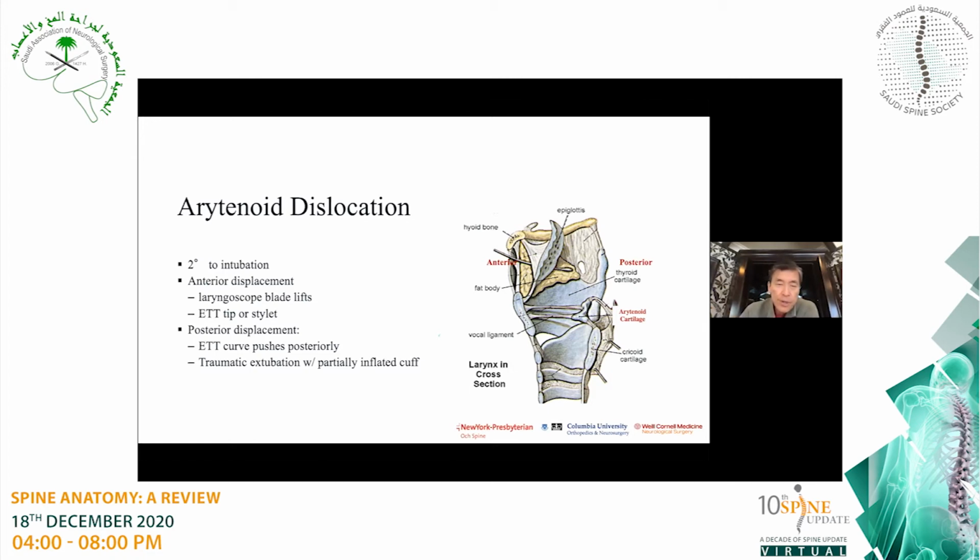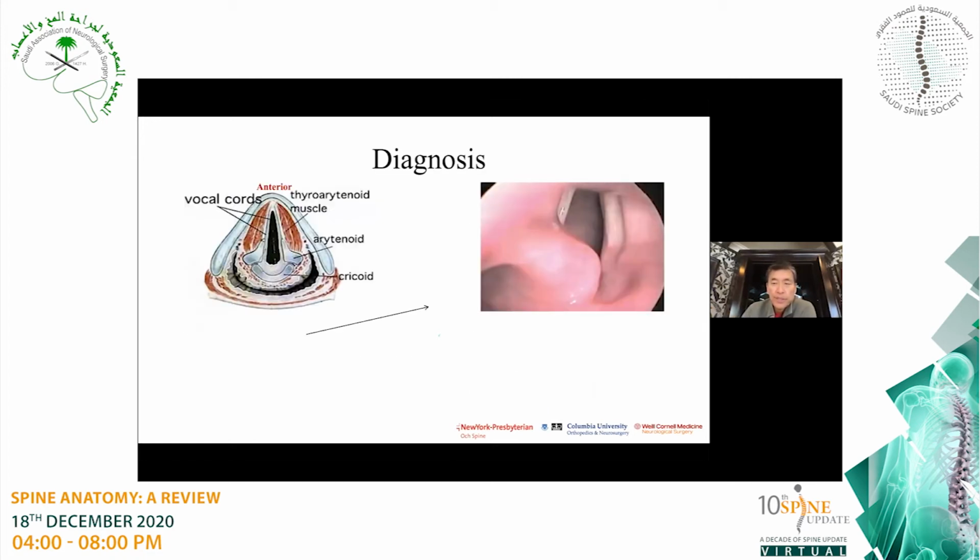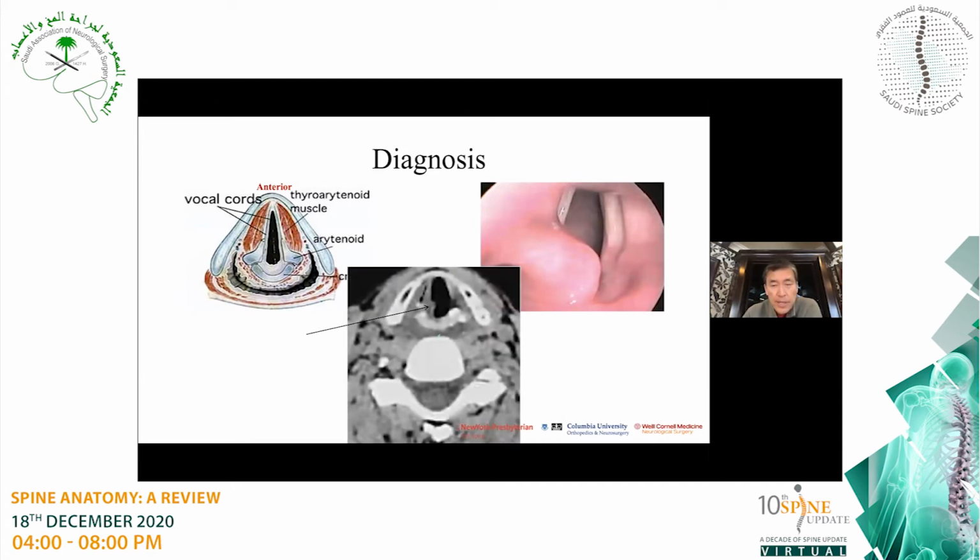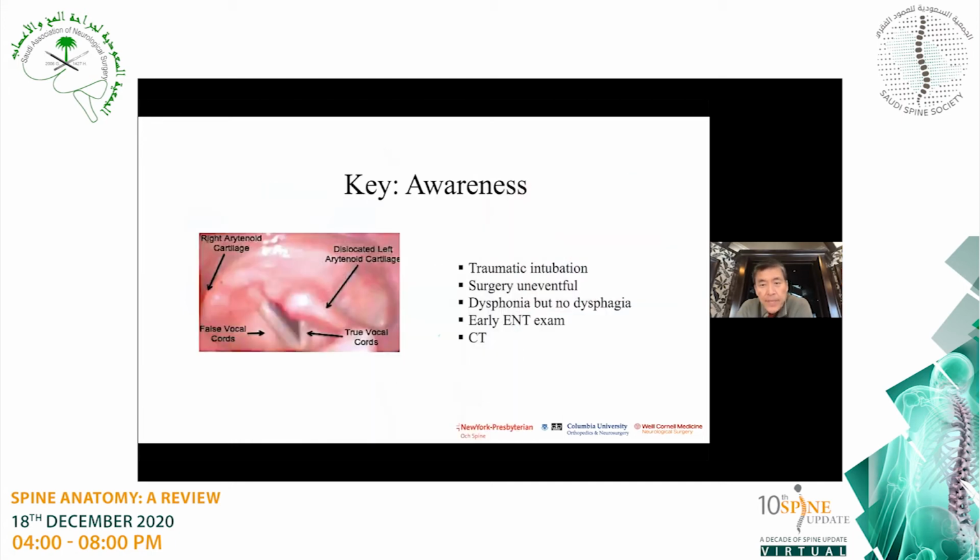And how do you know that this is due to this? Well, you can get a CT scan, and this is an ENT exam of what it looks like, but a CT scan will show you a dislocation, and you can see what it looks like with a scope, and you can see what it looks like on the CT scan. Now, as I said, it's most commonly due to a traumatic intubation or extubation.